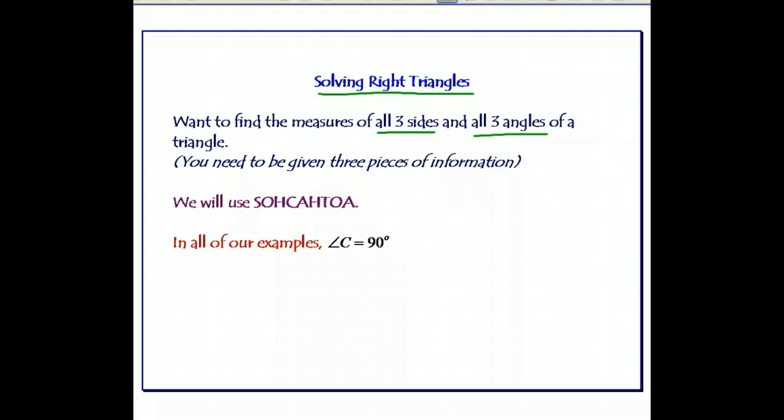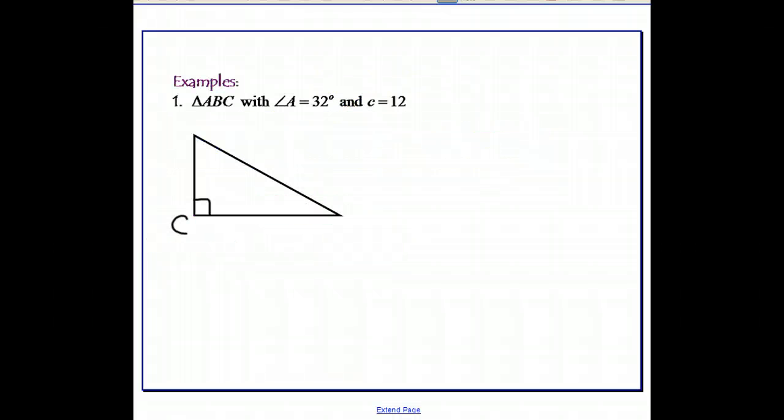In all of our examples, a little side note down here, we're going to refer to our right angle as angle C. So let's take a look at the first example. As you can see down here, we've got our right angle already labeled. Now we're also told angle A is 32 degrees, and we don't know angle B, so I'm going to call this angle A, and label that 32 degrees, and label angle B.